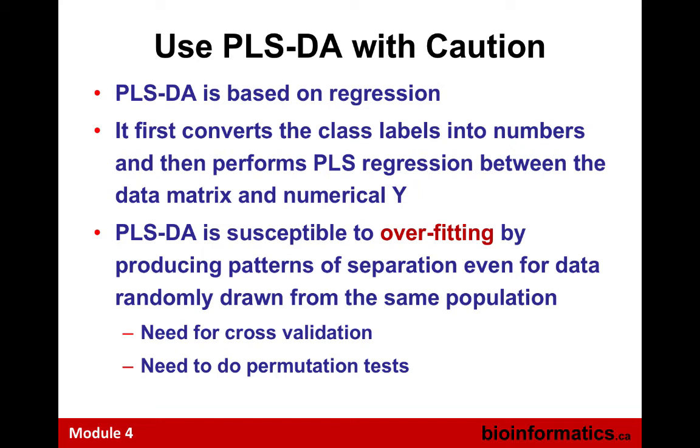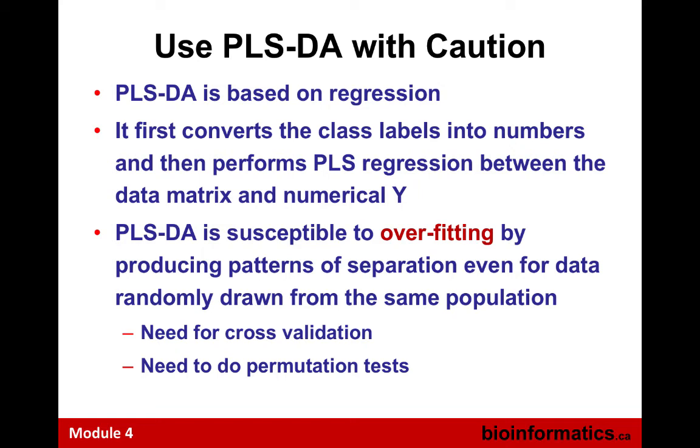So PLSDA is a partial least squares regression. What it does internally, and I say internally because I write all the code, is convert the class labels into numbers and try to perform PLSDA regression between the different numerical values.